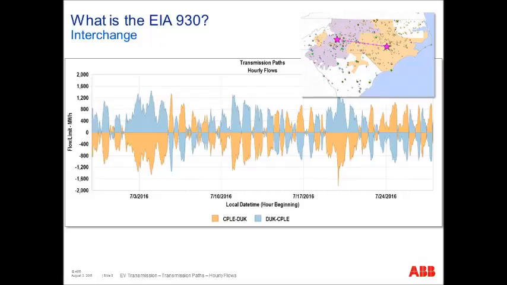There should be a mirror image of every transmission path that is being reported to the EIA on this. In the top there, I put a little bit of a visualization of what this actual path is. You can see it's in North Carolina, and basically you're seeing hourly flows of energy along that path, either going from Progress Energy into Duke or the opposite way, going from Duke into Progress Energy.